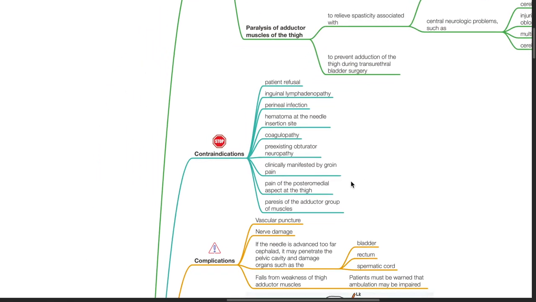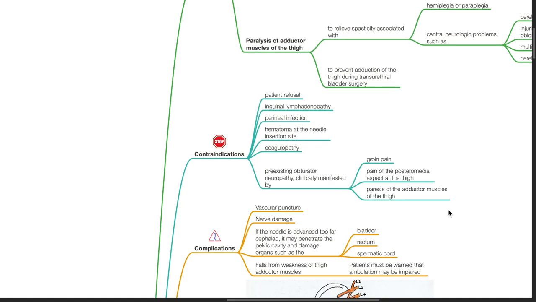Contraindications for obturator nerve block include patient refusal, inguinal limb adenopathy, perineal infection, hematoma at the needle insertion site, coagulopathy, pre-existing obturator neuropathy, clinically manifested by groin pain, pain of the posterior medial aspect of the thigh, and paresis of the adductor muscles of the thigh.